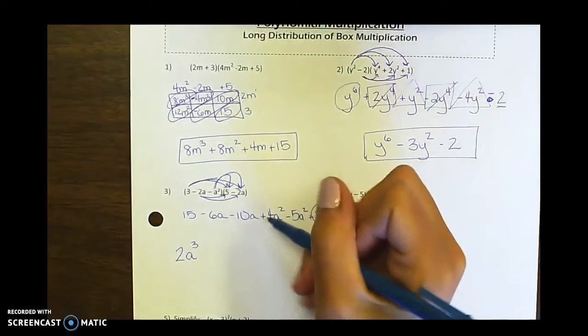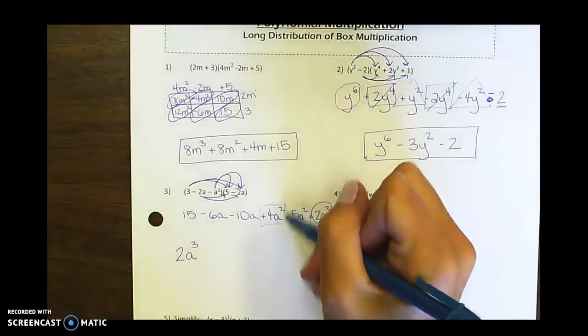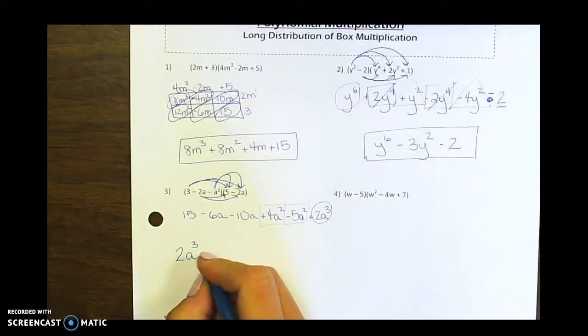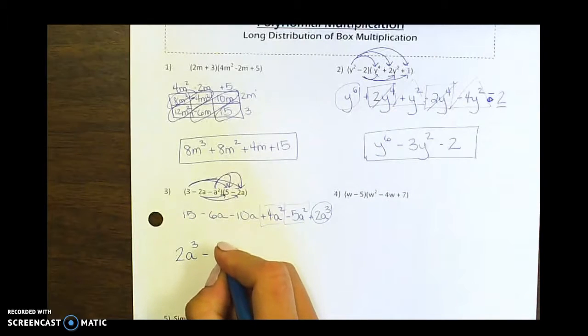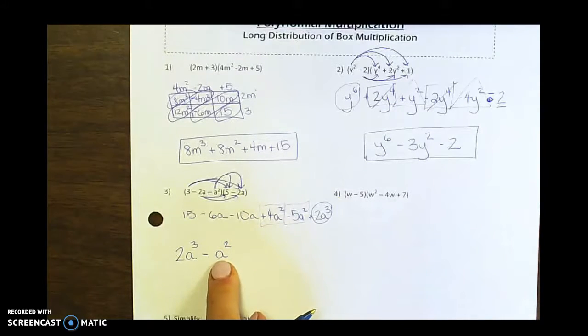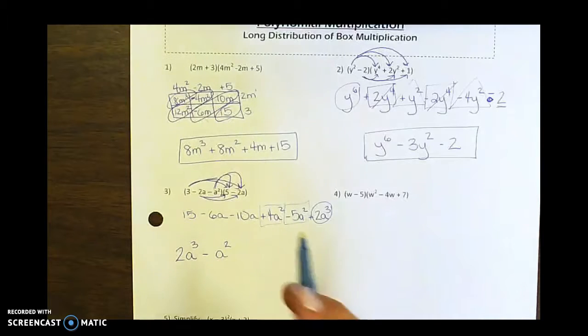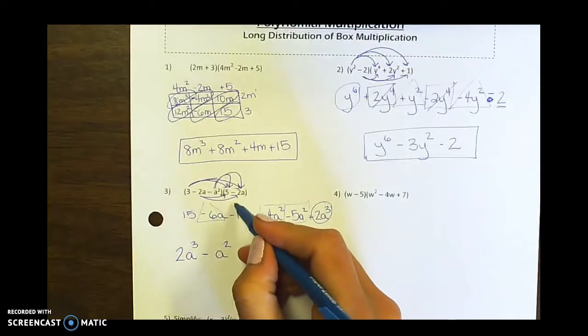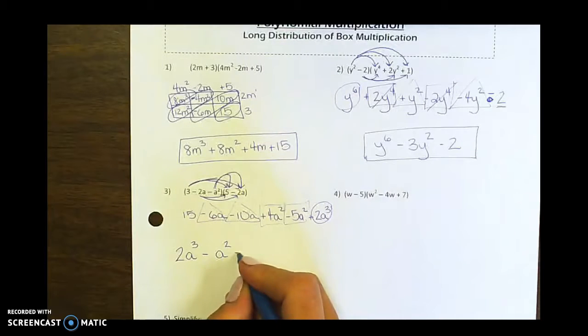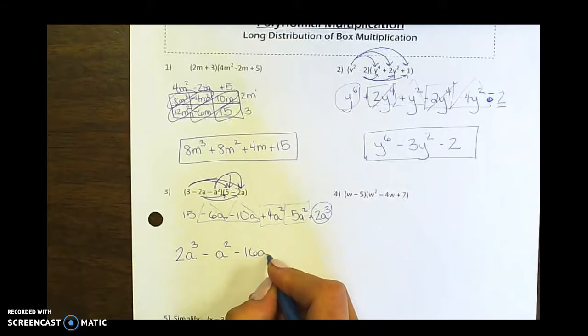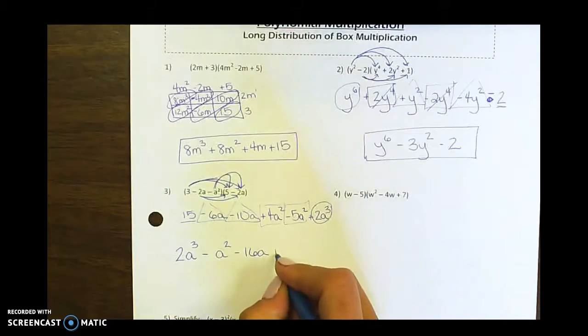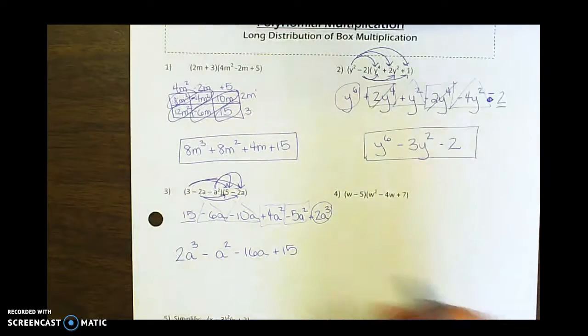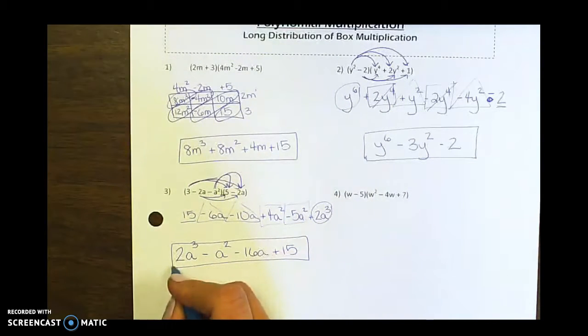Next, I'm going to look for my a squareds. I have a 4a squared and a negative 5a squared, so that gives me a negative 1a squared. And I don't have to write the 1 in front. I can just write a squared. Now I'm going to go to my a's with the first power. So negative 6a, negative 10a gives me a negative 16a. And then finally my constant plus 15. And that is our final answer.